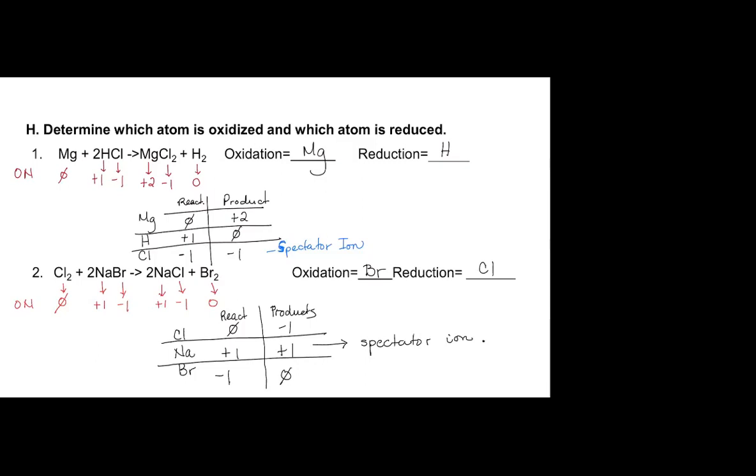Determining oxidation number for elements in a reaction and determining who got oxidized and who got reduced. Excellent. Since there are no questions, now we are going on break.